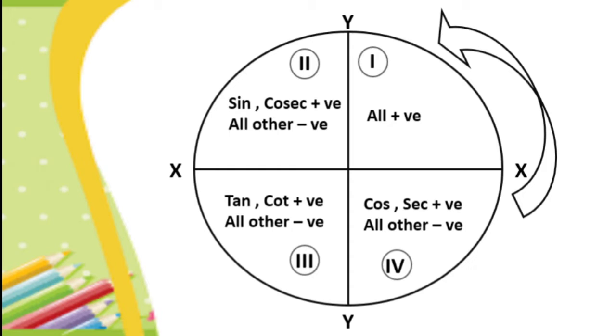The first quadrant has all the trigonometric ratios positive. In the second quadrant, sine and cosec are positive and the remaining ones are negative. In the third, tan and cot are positive and the others are negative. And in the fourth, cos and sec are positive and the others are negative.